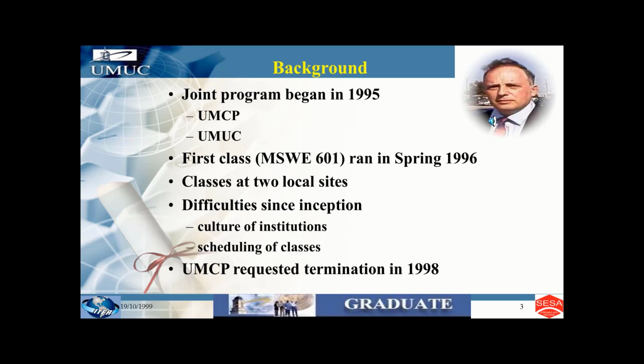The first class in the software engineering program, MSWE 601, ran in the spring of 1996. Classes were supposed to be held at two local sites, one at the main College Park campus, the other in one of the suburbs called Shady Grove. However, there have been difficulties since the inception of the degree, mainly based on the culture of the institutions and the scheduling of the classes. And finally, in 1998, the University of Maryland at College Park requested that the joint degree be terminated.